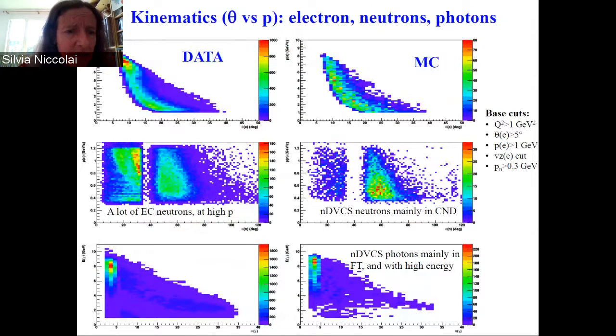And just a glance, after the selection of the final state and the application of what we call base cuts on the kinematics, at the comparison between the data and the Monte Carlo for the kinematic distributions of electron, neutron, and photon in the bottom. One thing that the Monte Carlo tells us is that if we want to extract DVCS events, we should look at the topology with the neutrons mainly in the central detector and the photons mainly in the forward tagger. That's where the majority of our events will be.